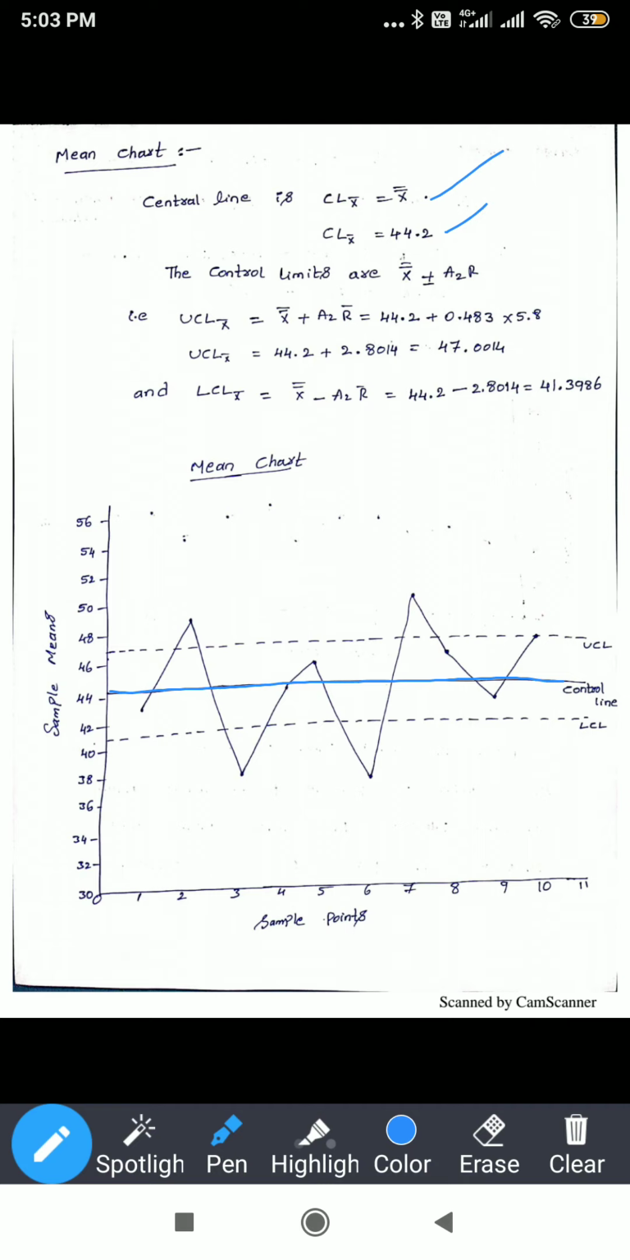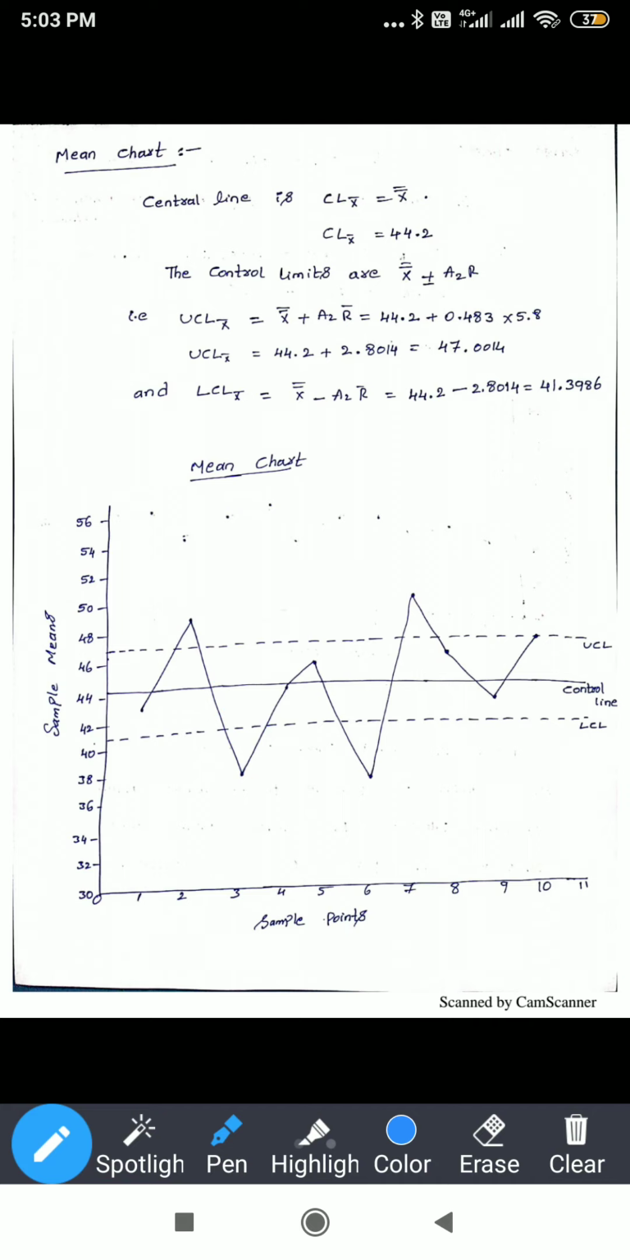And what is the upper control limit value? 47.00. This is the dotted line, upper control line. And come to LCL, 41.3986. This is the lower control line. After that, 1 has 43 and 2 has 49. Like this, you have to keep the points. Then draw the graph and see the conclusion.